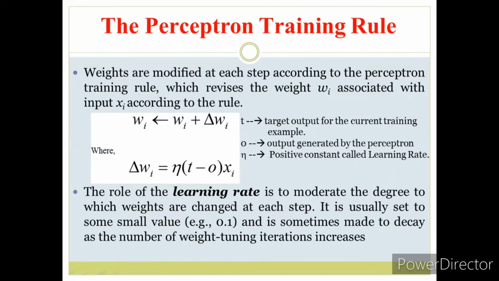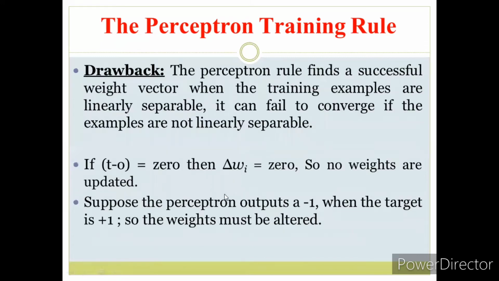Initially the learning rate will be of a smaller value. The role of the learning rate is to moderate the degree to which the weights are changed at each and every step. As you can observe, the weights are changed with the help of the eta expression, that's the learning rate. It is usually set to a small value, such as 0.1, and is sometimes made to decay as the number of weight tuning iterations increases, till we achieve the correct classification for each training example.